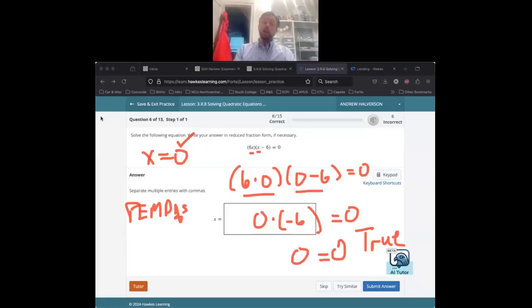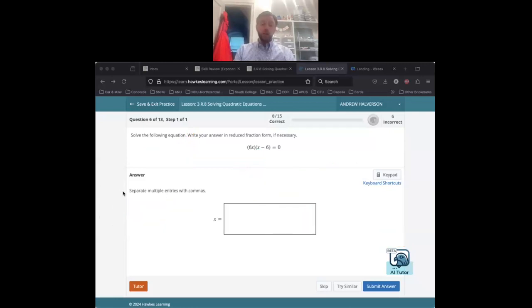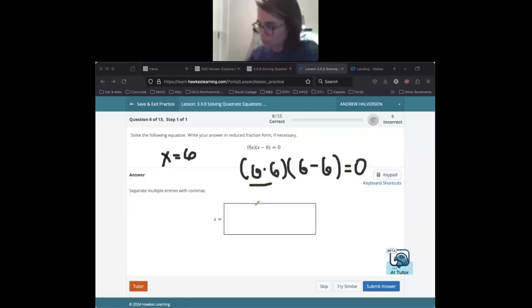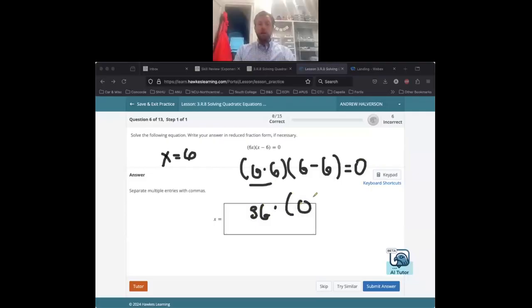So now we have to check the other one too. So how would we do that? Well, the other solution is what? Positive 6. So everywhere you see an x, plop in a 6. It's a lot of 6s. Does it give you a true statement? Well, this one here is 36. 6 minus 6 is 0.